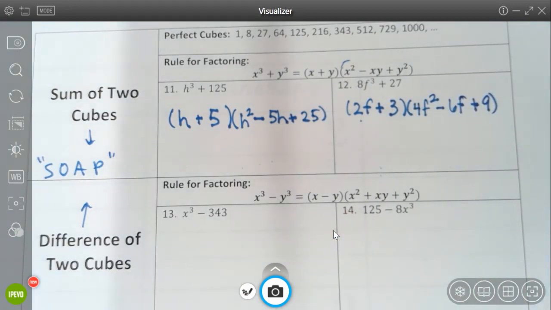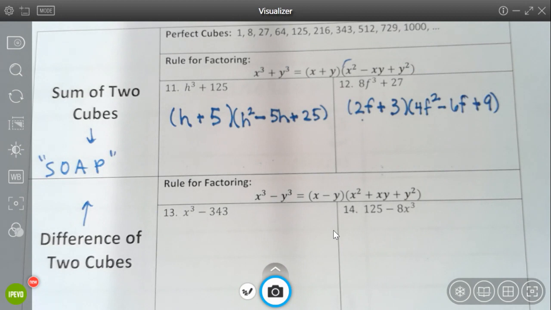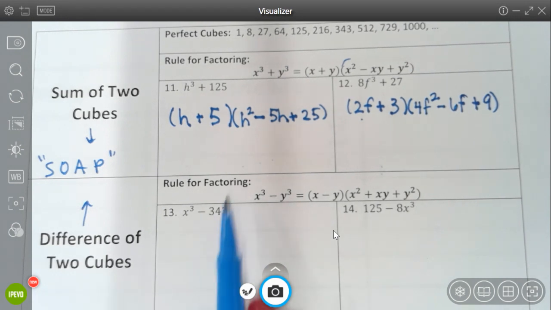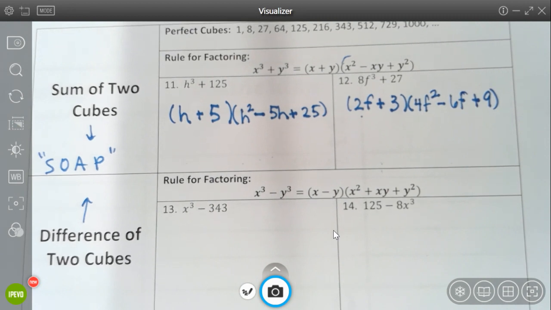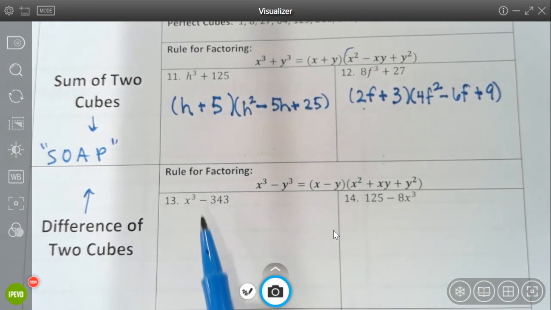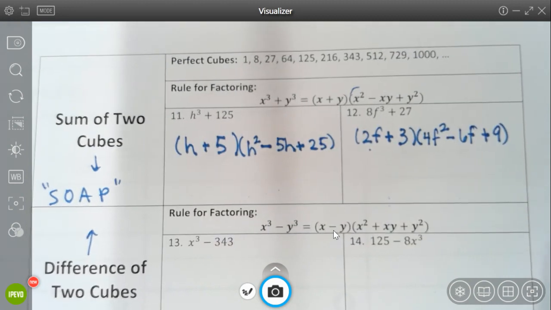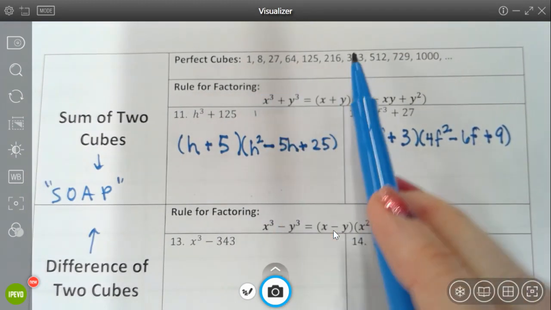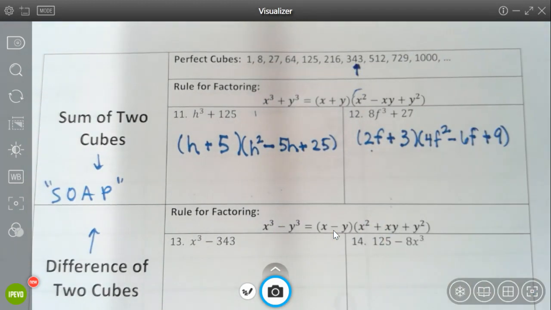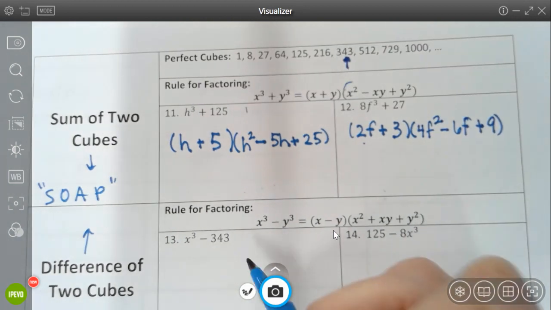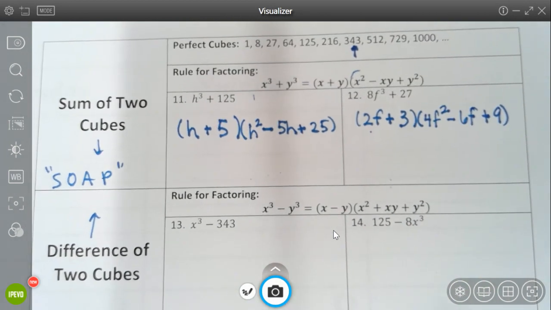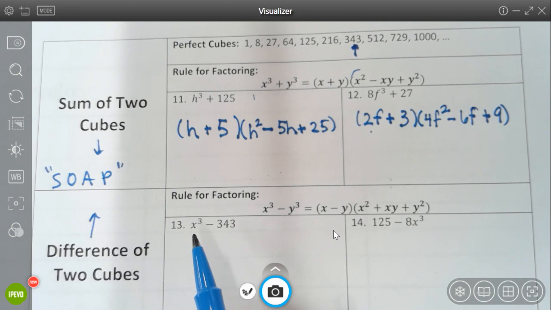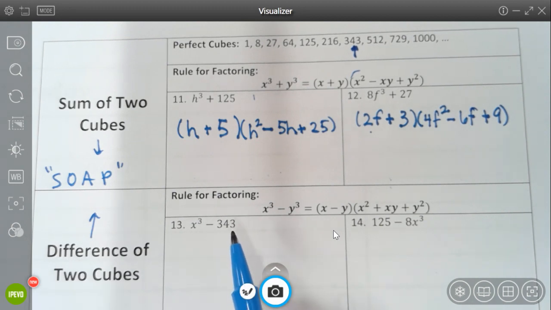Okay? Now again, it's the same thing whether it's a sum or a difference of two cubes. The only thing that's going to change in terms of the pattern are the signs. So when I go to factor x cubed minus 343, 343 is in my list. I can see that it's right there. That's 7 cubed. So this is a perfect cube. The cube root of that would be x. The cube root of that would be 7.